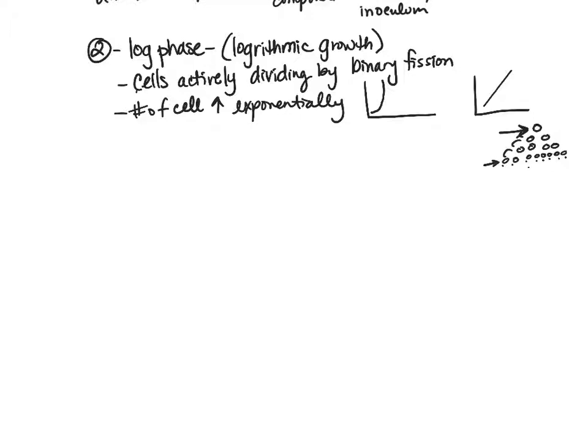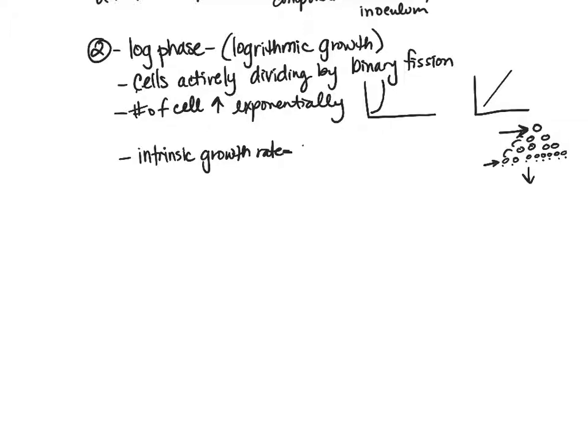And if you think about that going down further for dozens and dozens of generations, we're talking about a very large number of cells. So that's what is happening in the log phase: we have all of these cells that are happily using all of these nutrients, and then they're actively dividing by binary fission. So we have something that is called the intrinsic growth rate. And the intrinsic growth rate is the generation time under specific growth conditions for a specific species.